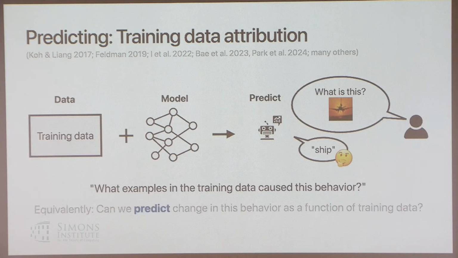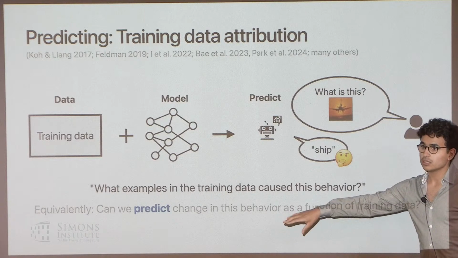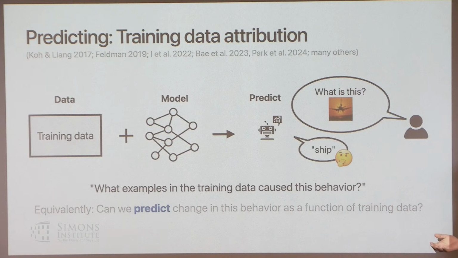Okay? And I'm going to frame this as a prediction problem. Right? Because what you're really asking for here is, can you predict how changes to the training data would have changed your model's behavior? Right? Can you make statements like, if you hadn't trained on this example, you would have actually gotten this picture of a plane correct.